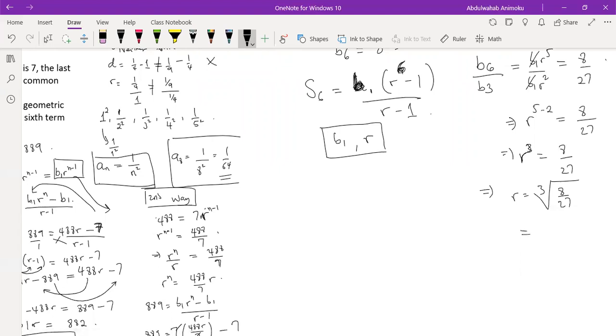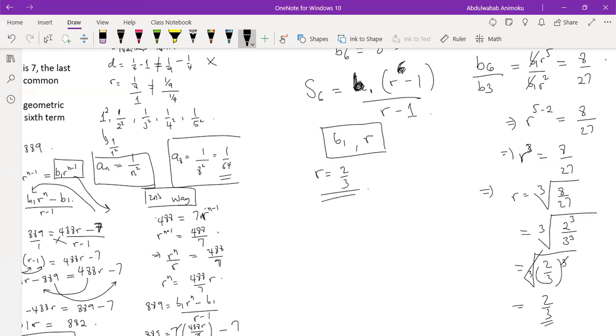But a simple way to look at this is cube root of what? Notice that 8 over 27 can be written as 2 raised to power 3 over 3 raised to power 3. Then the cube root will cancel the cube, okay? And that's how you get 2 over 3. So the common ratio that you were looking for is 2 over 3.